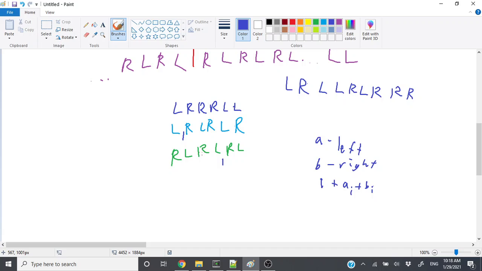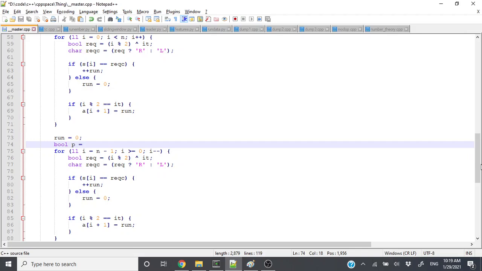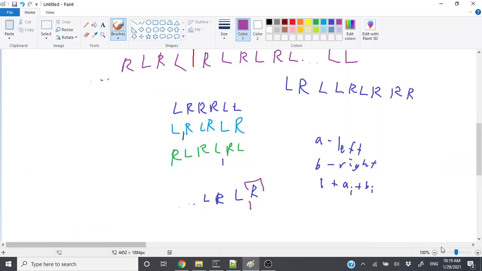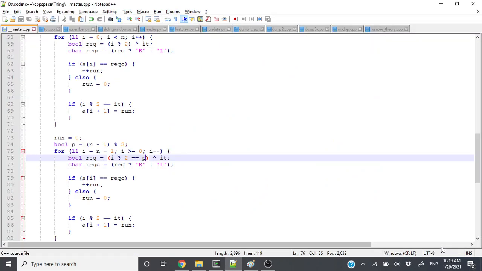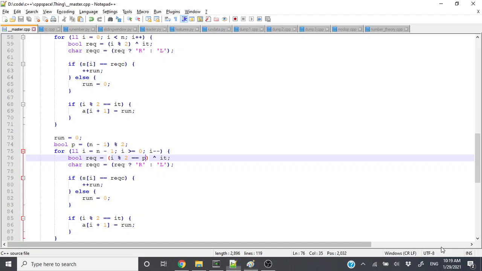So for example, if we're not flipped, then the string we need, starting from the right, goes R, L, etc. Meaning that the two conditions are that either we're flipped possibly, and that the parity of the current character is equal to the parity of N minus 1. So bool P is equal to N minus 1 mod 2. Then the current condition is if our parity is equal to that and if we're flipped or not. If we're equal to that and we're not flipped, then the requirement is R, because we need an R to the right. Yeah, okay.